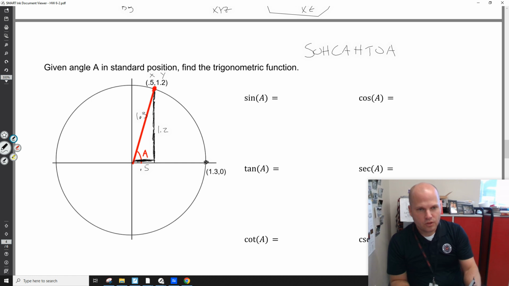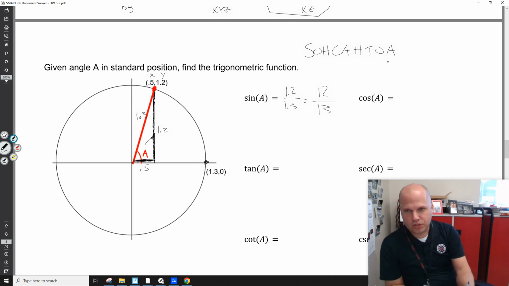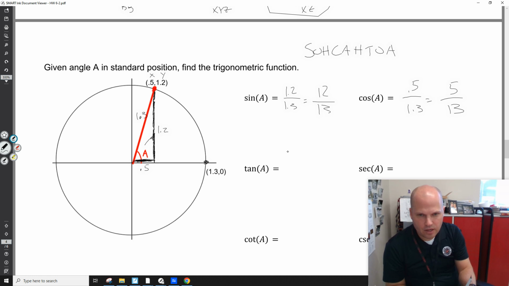Great. The sine of A is right here. Reference to A, opposite over hypotenuse, 1.2 over 1.3. I would want you to be able to write that as 12 over 13 by multiplying the top and bottom by 10. Cosine of A, adjacent over hypotenuse. Tangent of A, opposite over adjacent.